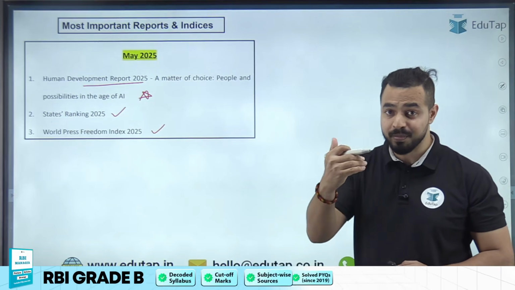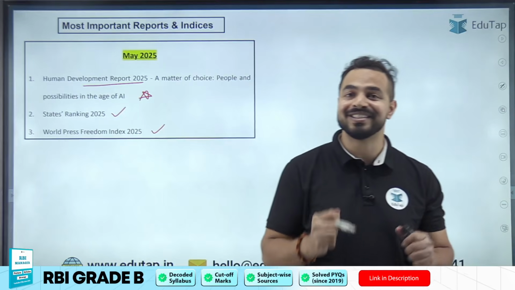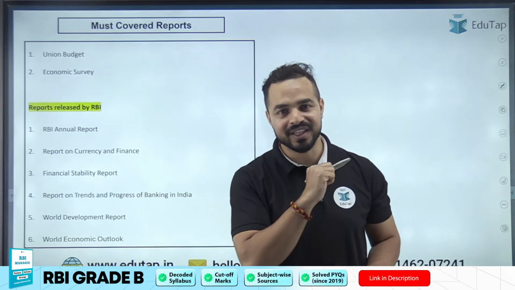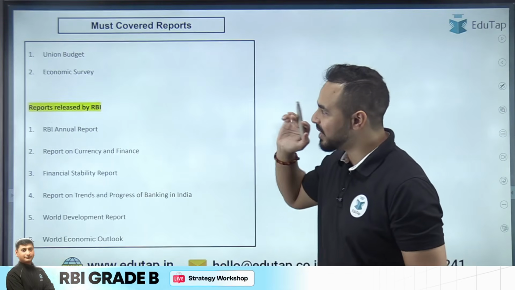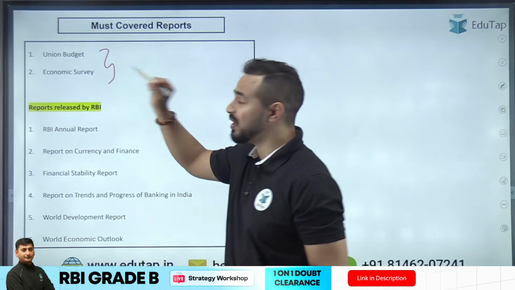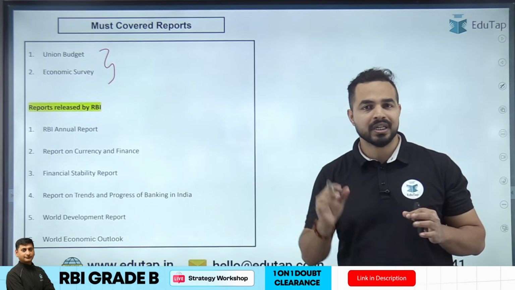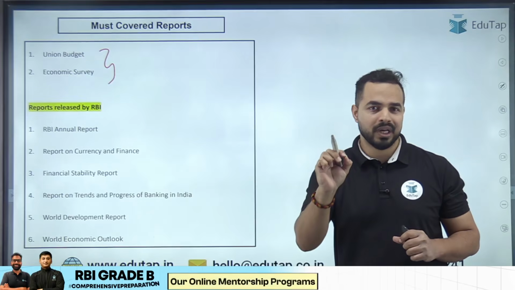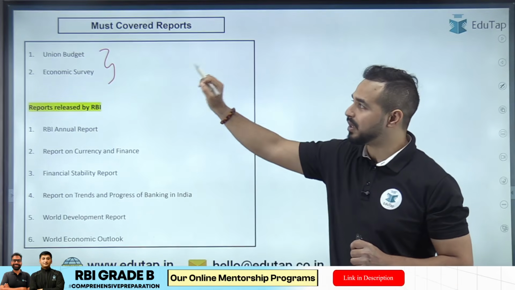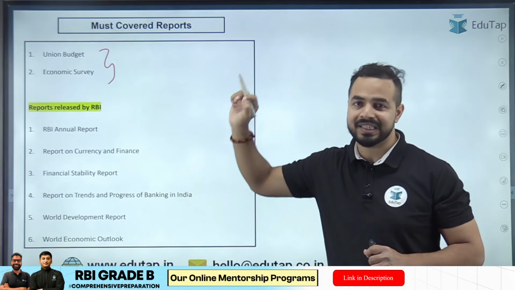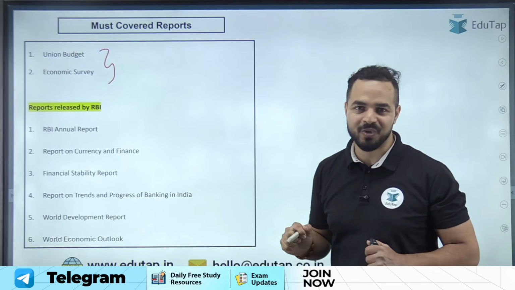Because there are some other reports also which are specifically mentioned in the examination notification. And which are these reports? So these are Budget and Economic Survey, one of the very important reports. Although in the Phase 1 exam, we have seen that a few questions only are being asked in the Phase 1 exam from these reports. But still, let me tell you that these are important to be covered from exam point of view.